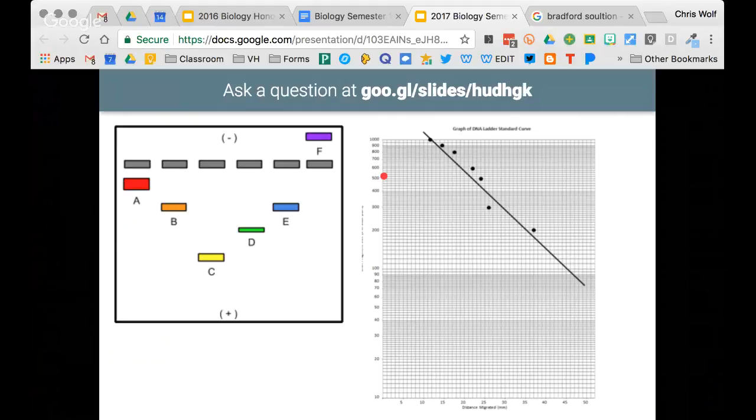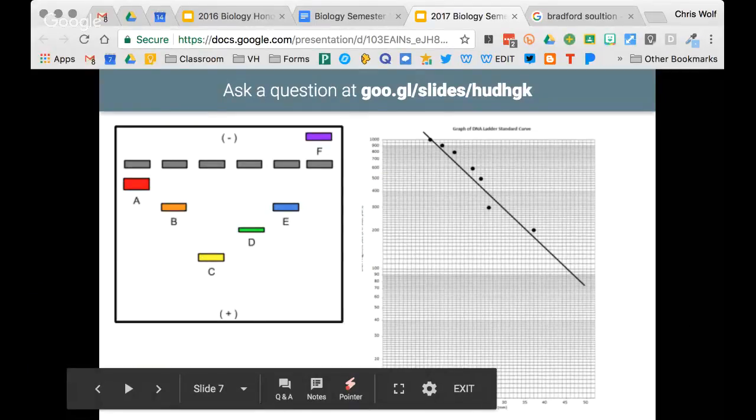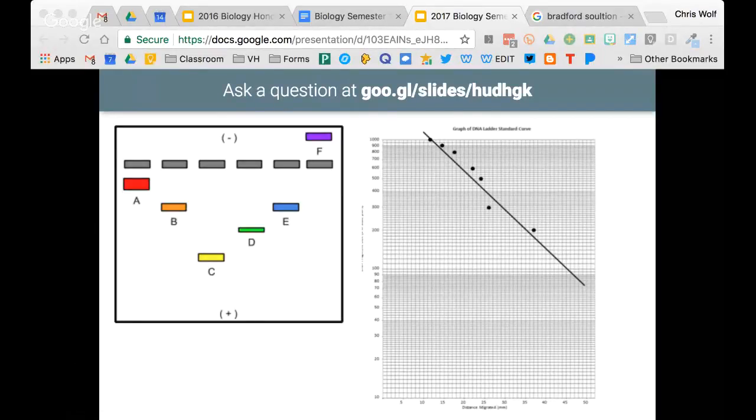And so that's called interpolating data. We did this a lot this semester, so you should be able to do that skill, is interpolate what's going on in a gel. So those are some gel electrophoresis questions. Let me take a look and see if there's any other questions on gel electrophoresis before we move on.